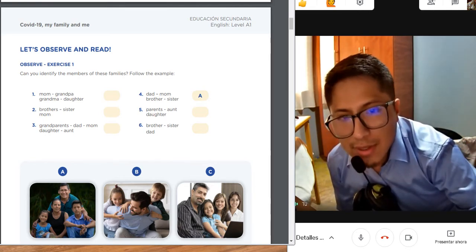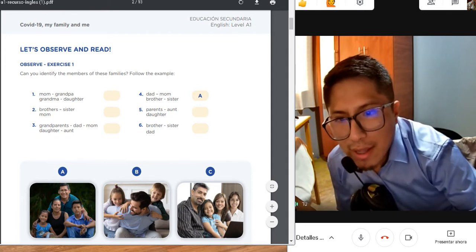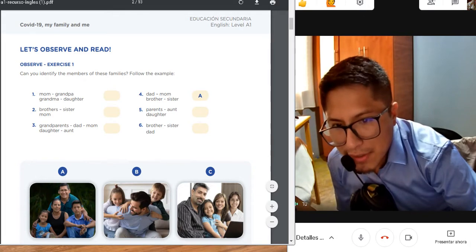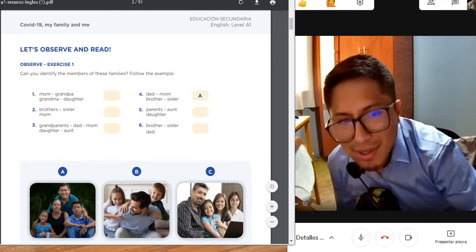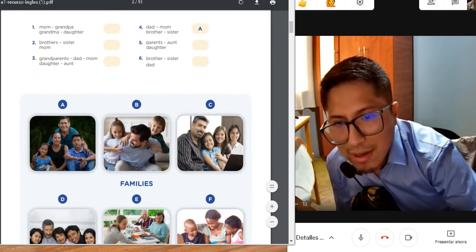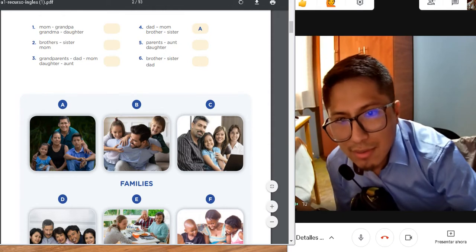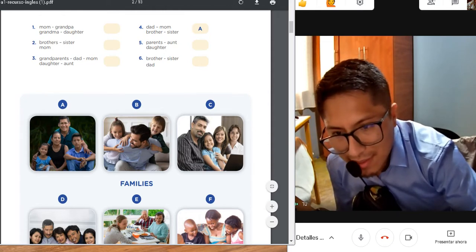Now you match it. Ahora ustedes van a dar las 9. For example, letter A, we can find dad, mom, brother, and sister. So nice. So you continue matching it. Luego ustedes van a relacionar, seguir relacionando las letras con los números correspondientes. Okay.